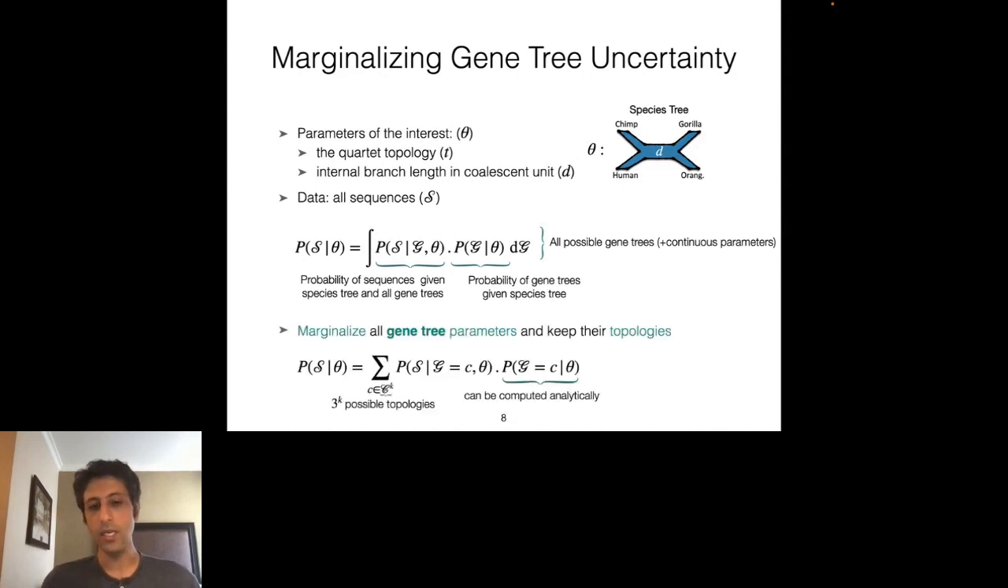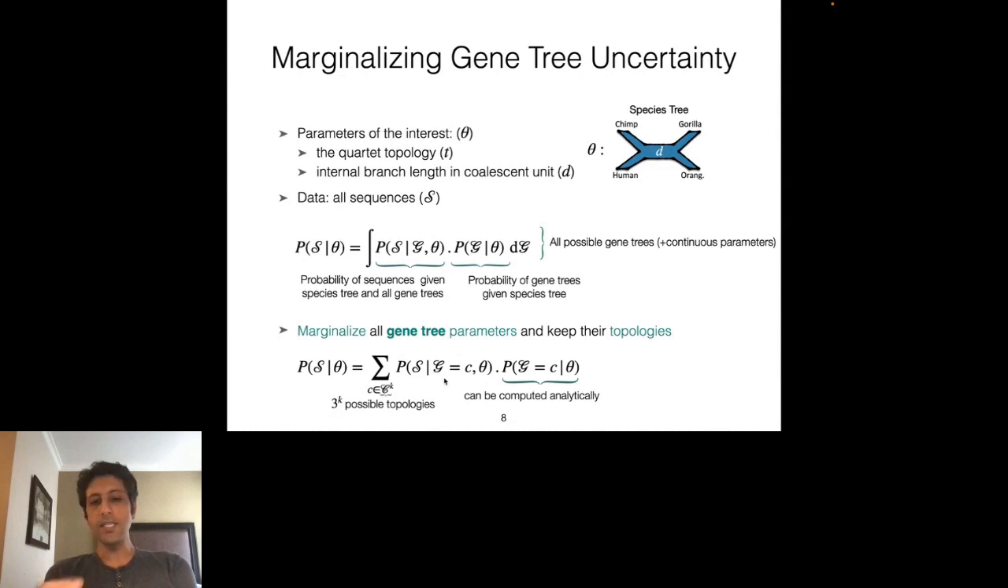So we actually go one step further to make the problem a little bit easier. We work on topology. You can marginalize a variable over whatever you want. So we marginalize over all possible gene tree topologies. And so now instead of an integral, we have a sum. The number of things that we need to sum over here is not super small. You have 3 possible topologies for each gene, so you have 3 to the k possible gene tree topologies in total.